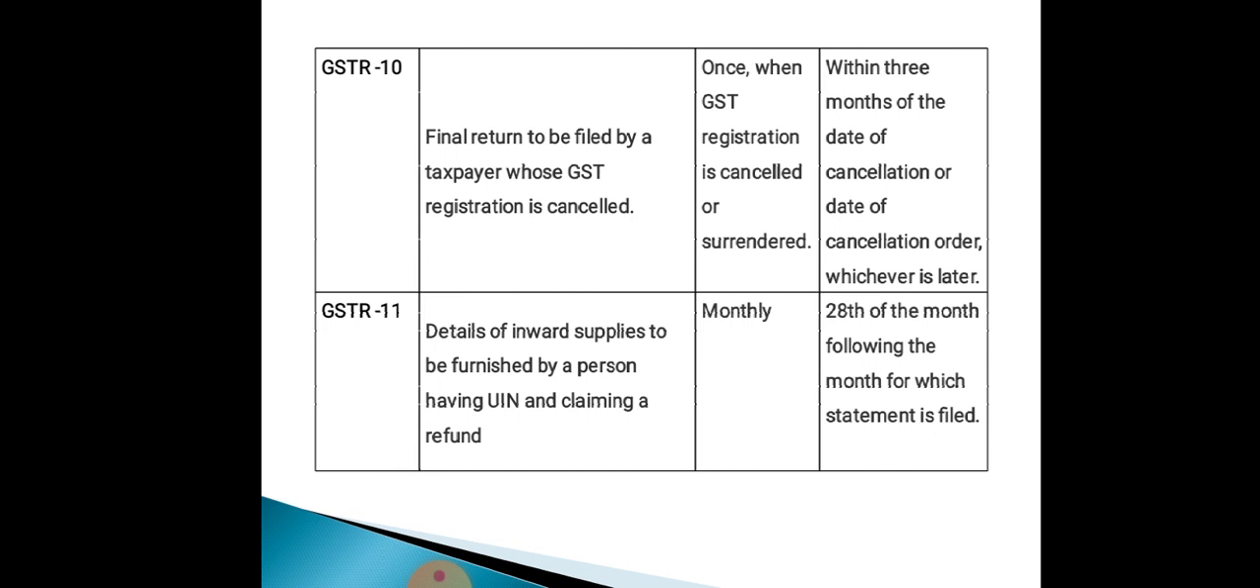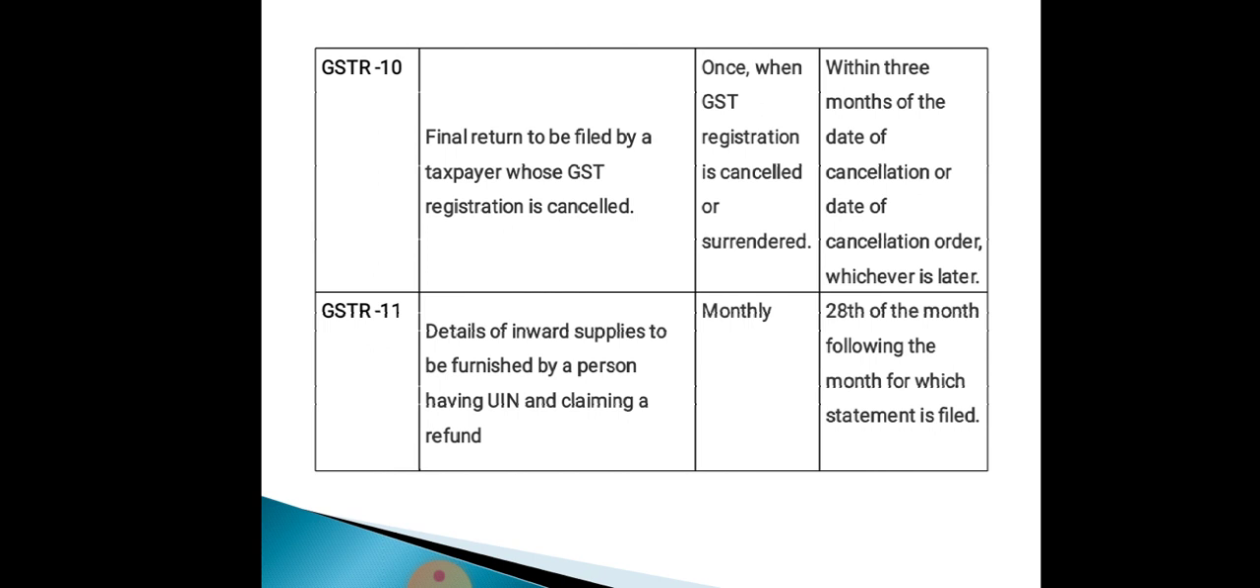Due date: once, when GST registration is cancelled or surrendered. GST return 10 must be filed within 3 months from the date of cancellation or the date of the cancellation order, whichever is later. For instance, if the date of cancellation is 1st September 2017, then GST return 10 must be filed by 30th November 2017.